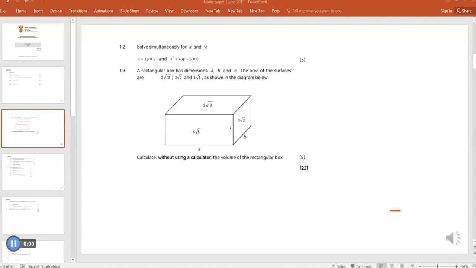I just realized that the previous video cut short where I was still trying to finish this calculation about 1.3. So I'm going to repeat the thing again just to avoid the confusion that happened in the previous video. Okay, 1.3. Say that a rectangular box has dimensions A, B, and C, and the area of the surfaces are given as 2 root 10, 3 root 2, 6 root 5, as shown in the diagram below. Calculate without using the calculator the volume of the rectangular box.